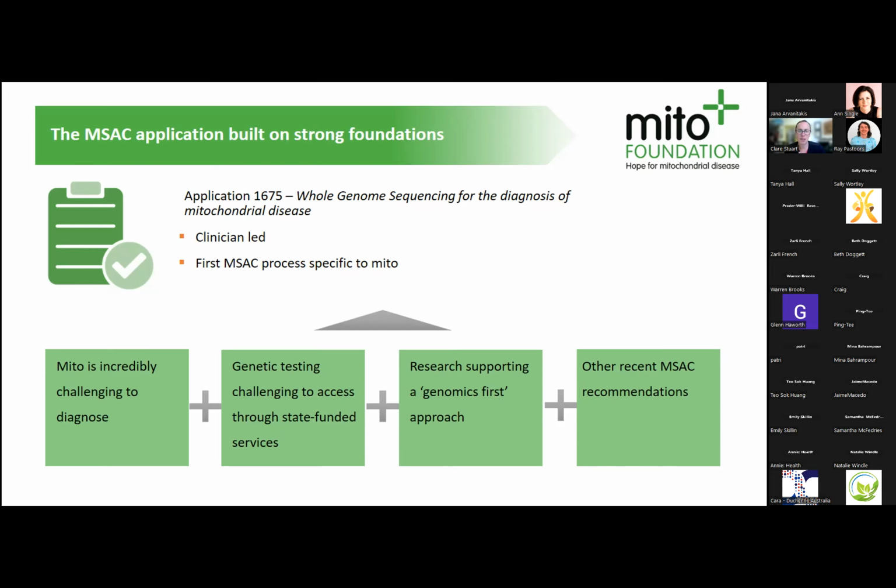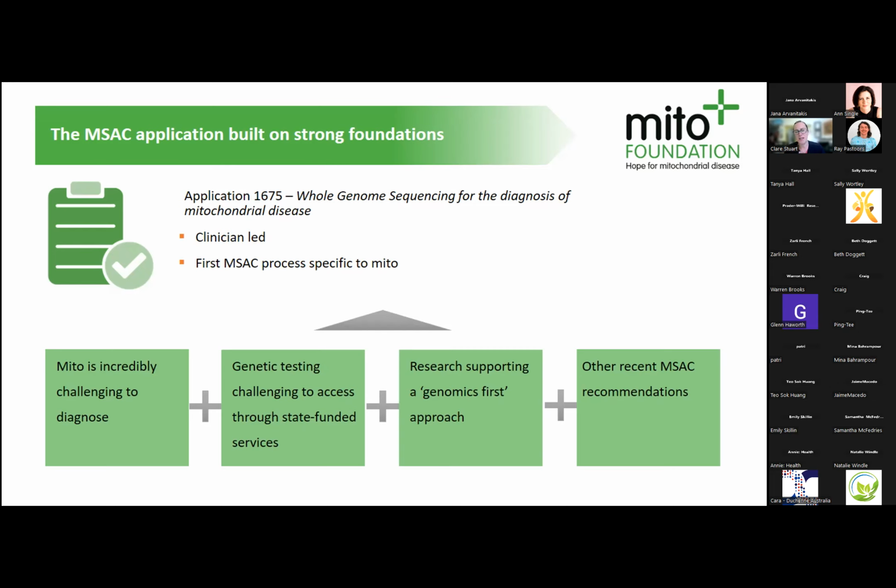The application I'm going to talk about is for whole genome sequencing or genetic testing for the diagnosis of mitochondrial disease. I won't spend any time giving you the details of mitochondrial disease or Mito Foundation, but I did want to quickly give some context about this application and where we were at the point that it was submitted. So there were four foundations that were important.